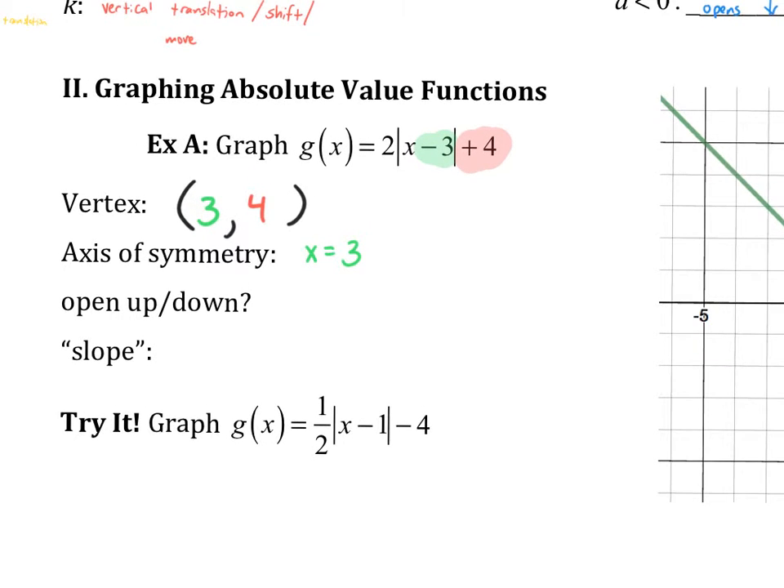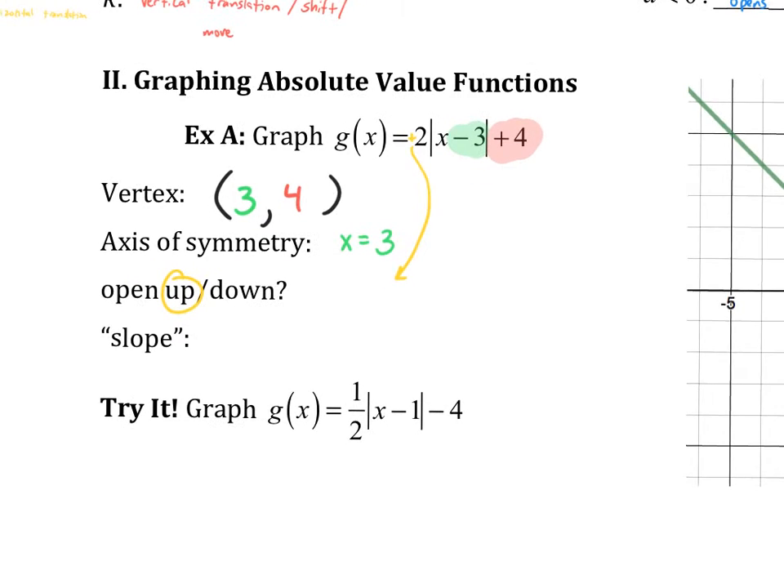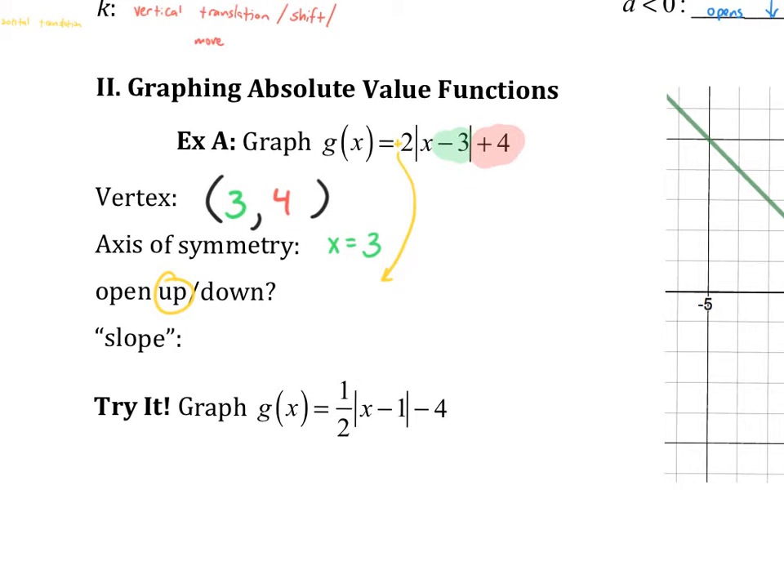Okay, next, because of the positive right here, we know that this is going to open upward. Now, the last thing we need is slope. Slope, again, I put it in quotes because it's not exactly, but it certainly works pretty well. The slope is going to be this right here. Since my slope is 2, I can interpret that as 2/1, and it means this. I'm going to go up 2, and I'm going to go right and left 1.